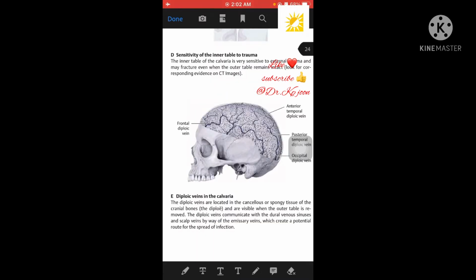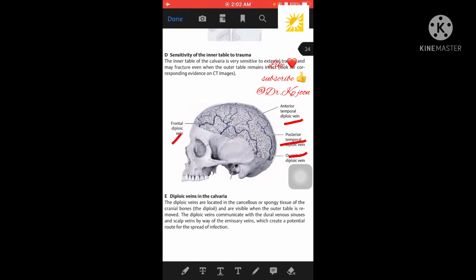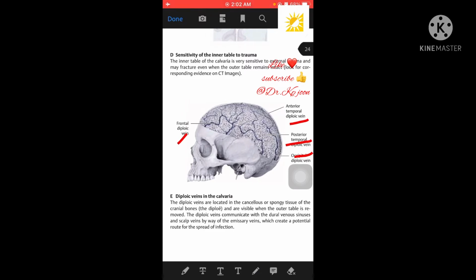I'm talking about the diploic veins in the calvaria. This is the frontal diploic vein, this is the anterior temporal diploic vein, this is the posterior temporal diploic vein, and this is the occipital diploic vein. The diploic veins are located in the cancellous or spongy tissue of the cranial bone, and are visible when the outer table is removed. The diploic veins communicate with the dural venous sinuses and scalp veins by way of the emissary veins, which create a potential route for the spread of infection.